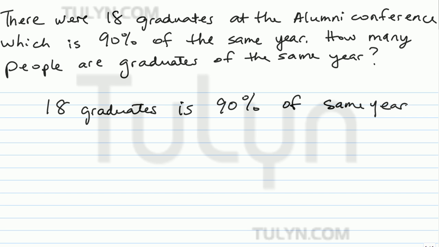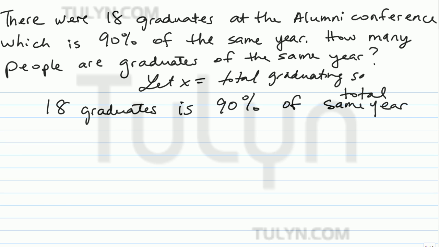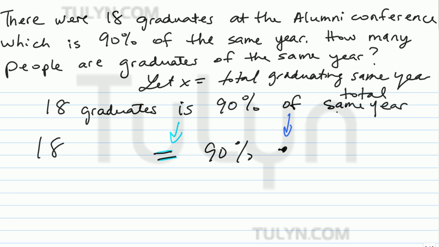Okay, so the total of people during the same year is going to be right here, right? And we don't know how many that is, right? So we'll let the total equal x. Let x equal total graduating the same year. So it's 18 equals 90% of, which means times, the total of the same year, which we don't know, so let's just call it x.